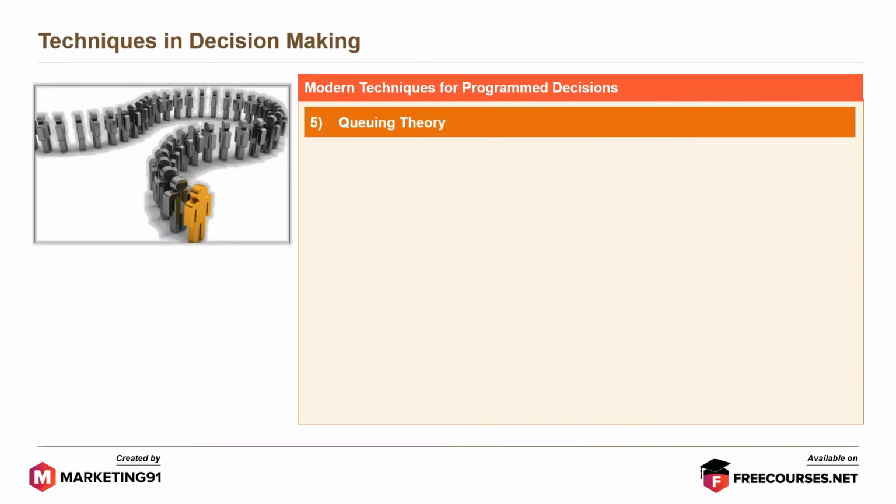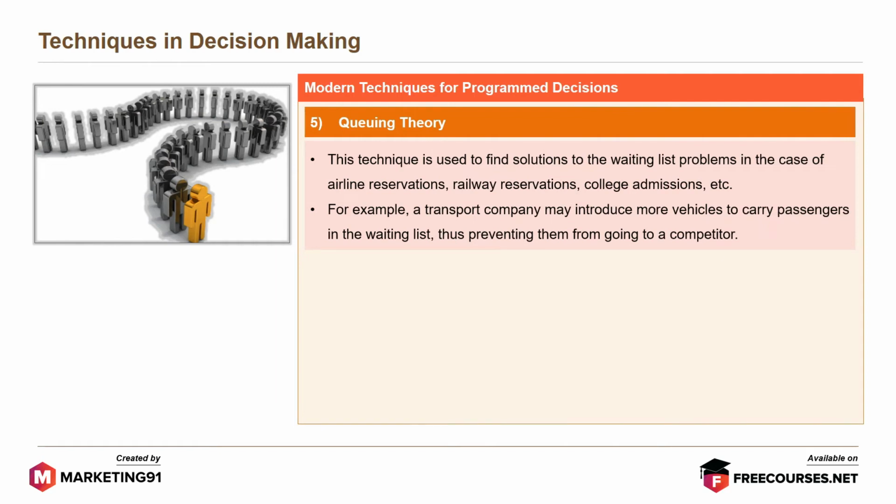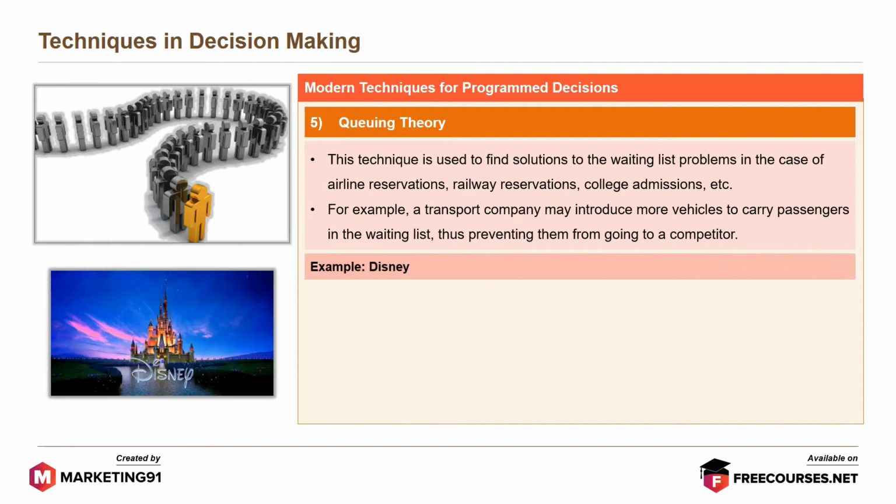Queuing theory. This technique is used to find solutions to the waiting list problems in case of airline reservations, railway reservations, college admissions, etc. Queuing theory helps to find the optimum number of service facilities required and their cost. For example, a transport company may introduce more vehicles to carry passengers in the waiting list, thus preventing them from going to a competitor. Let us have a look how Disney adopts this technique.